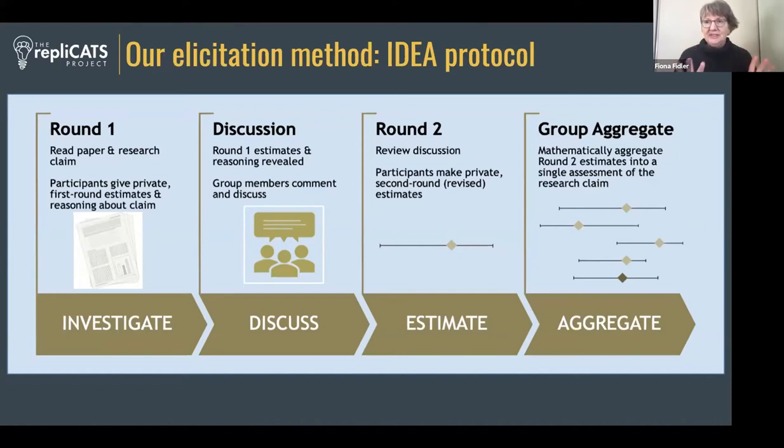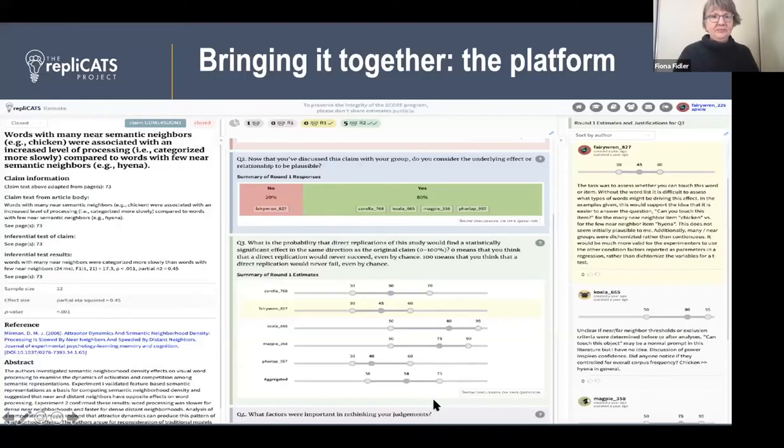So the important thing to remember about this is that it's not a consensus model, it's not a model that focuses on consensus. In fact, we encourage disagreement and new ideas in discussion. So then we put all of this protocol together in a custom built platform.